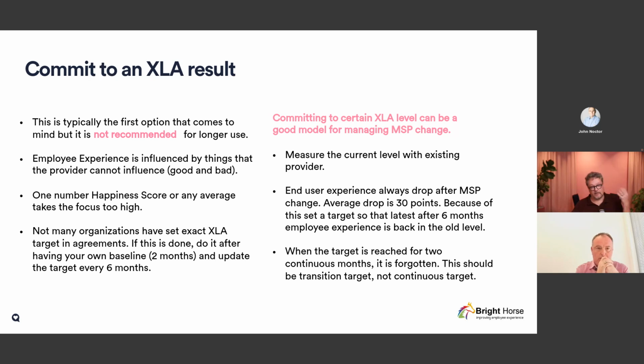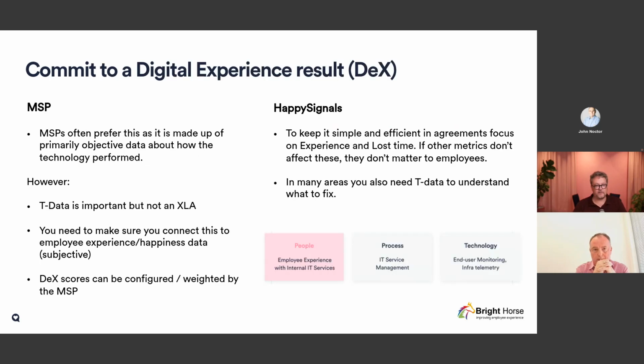So typically what we say is, hey, reach that target for 2 months and then you forget this target because it's not relevant anymore. So don't leave it there as a minimum target. But I like committing to one number as an XLA. That was the first thing that you might think would be a good thing to do in the agreement, but as said, not recommended.